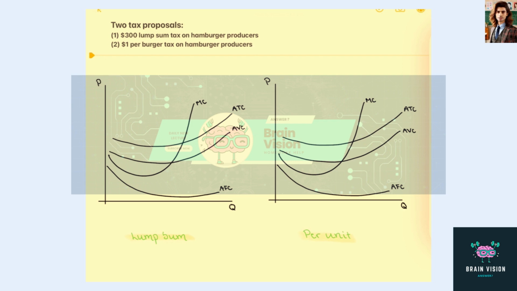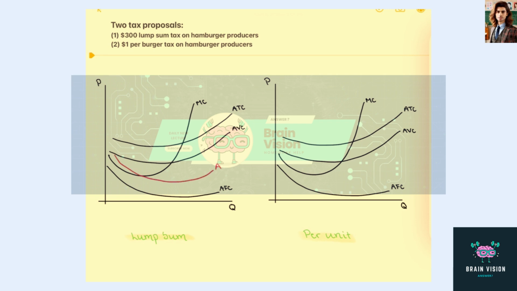So let's start with our lump sum tax and try to figure out how this $300 lump sum is going to impact our curves. What we can do is treat this lump sum as a fixed cost because they're going to get charged this tax one time and they won't have to pay it again until the next year, next quarter, however they're taxed. So we see this fixed cost increase by that $300.